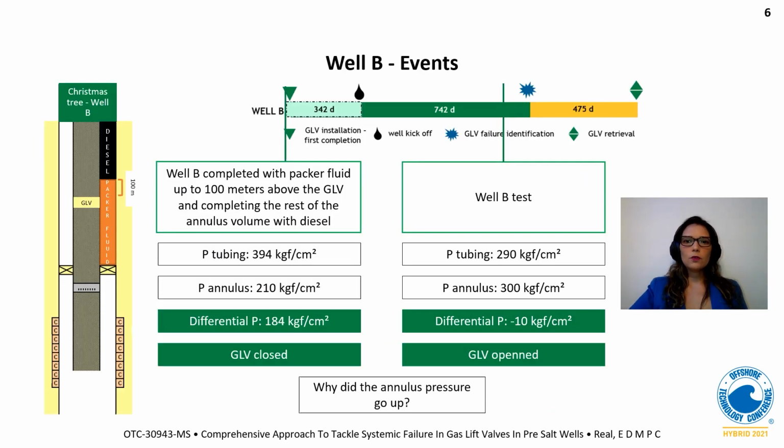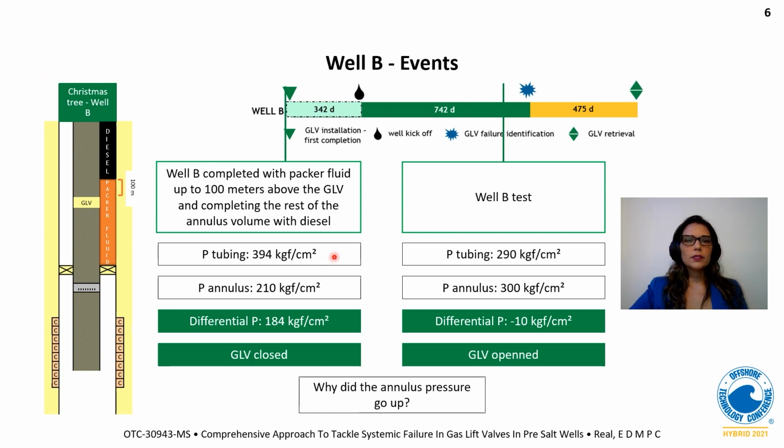After the initial completion, the well B annulus was filled with a packer completion fluid, up to 100 meters above the depth of the gas lift valve. The annulus above the packer fluid was filled with diesel, as is shown here.